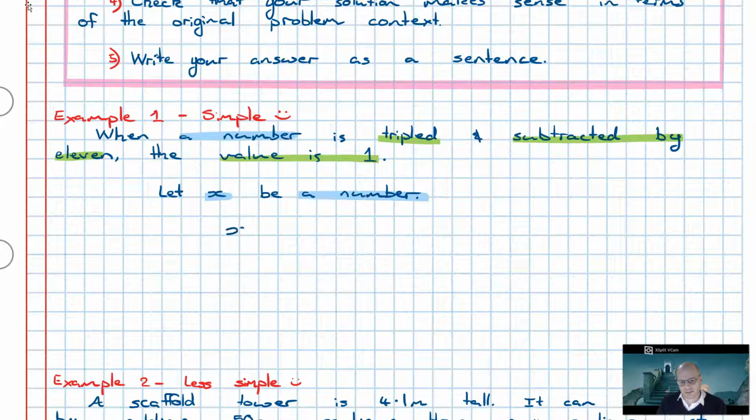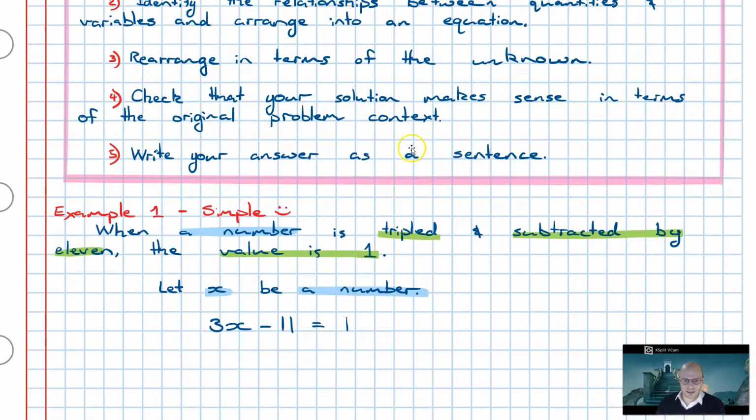So we're going to say x, and then we say when a number, so when x is tripled, so it's going to be 3x because it's tripled, and subtracted by 11, so it's telling us to subtract 11, the value is 1. So 3x minus 11 will equal 1. So what we've done here is we've built a mathematical model describing this problem over here. Now, although this isn't a real world problem, it's still employing the same steps that you would do if you were confronted with an actual real world problem. So we're still gaining the useful skills here.